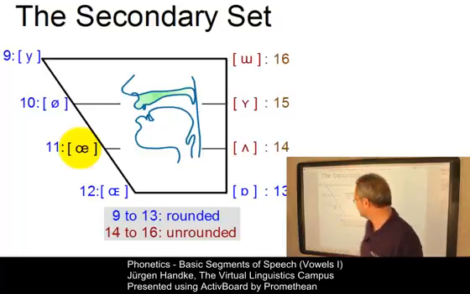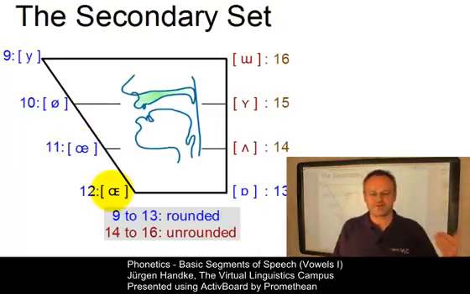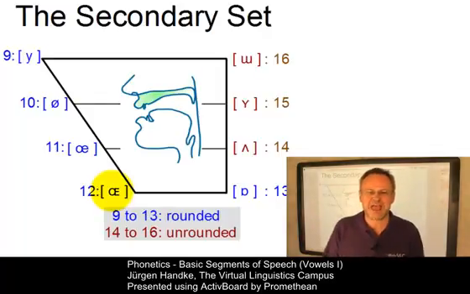cardinal number 11. Cardinal vowel number 12, again, let's first of all produce cardinal 4, and then I will round my lips. Number 4 is [a], and [a] with rounded lips.